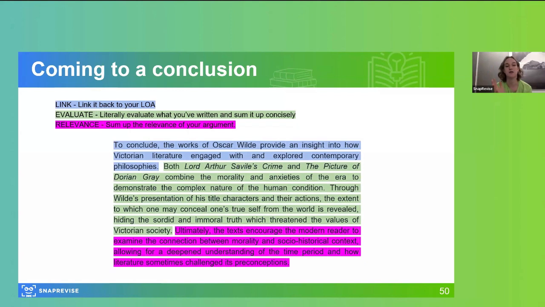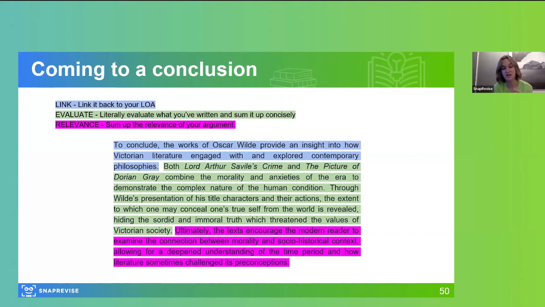So this is my conclusion, again, from the Oscar Wilde essay. So I say, to conclude, the works of Oscar Wilde provide an insight into how Victorian literature engaged with and explored contemporary philosophies. Both Lord Arthur Savile's Crime and The Picture of Dorian Gray combine the morality and anxieties of the era to demonstrate the complex nature of the human condition. Through Wilde's presentation of his title characters and their actions, which is basically exactly what I said in my introduction, the extent to which one may conceal one's true self from the world is revealed, hiding the sordid and immoral truth which threatened the values of Victorian society. So I've basically summed up concisely what I talked about in my essay.